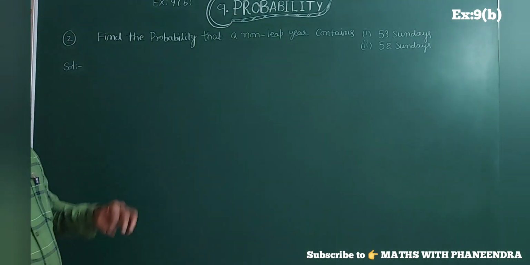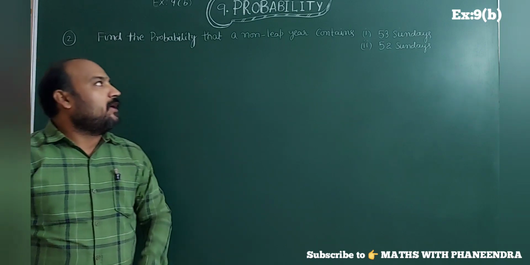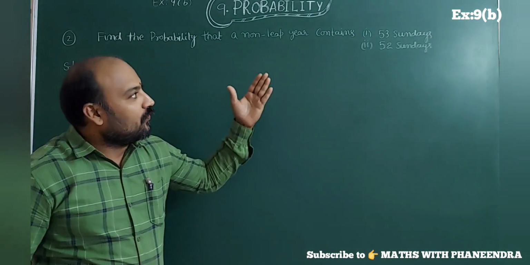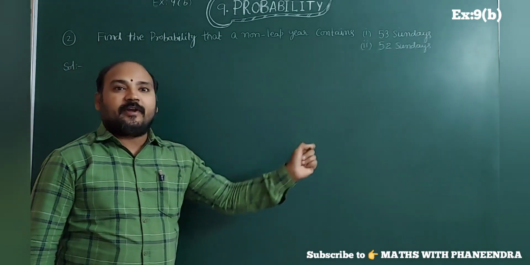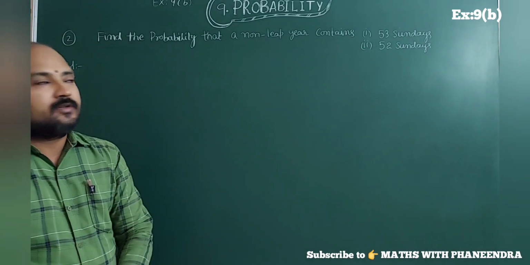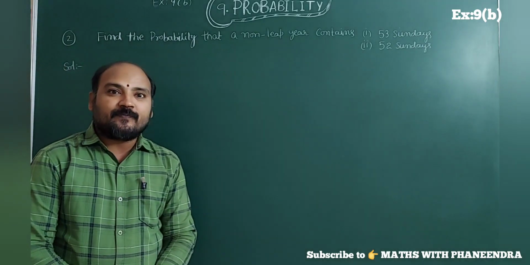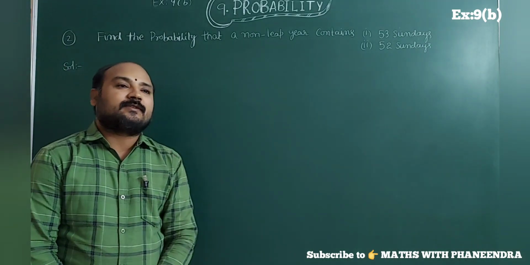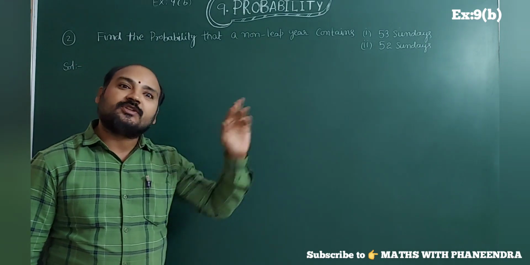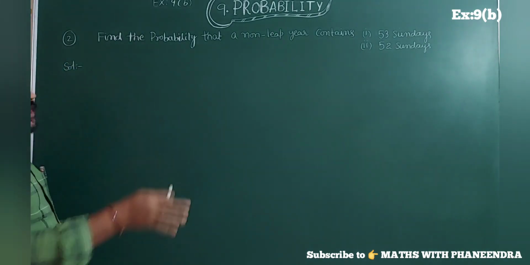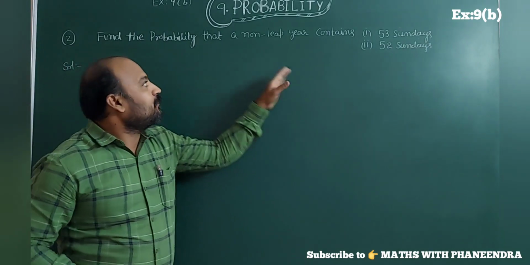The next question: find the probability that a non-leap year contains 53 Sundays, and 52 Sundays. 2 questions are there. Observe carefully, dear students. Before going to the first question, let us do the groundwork.